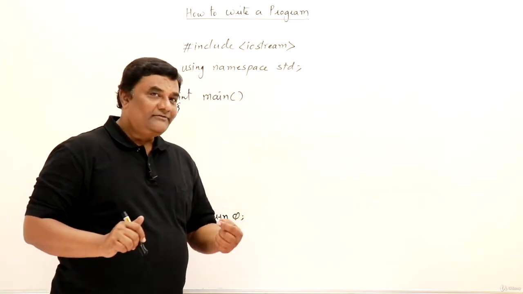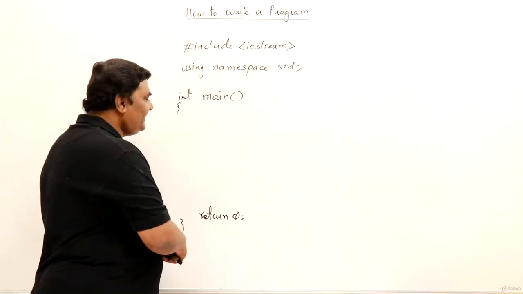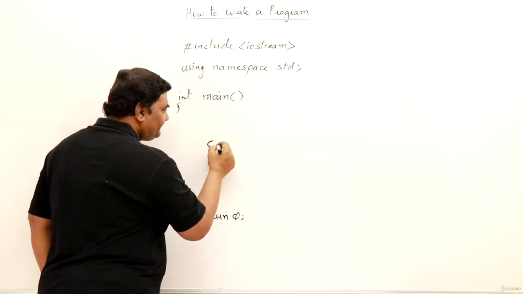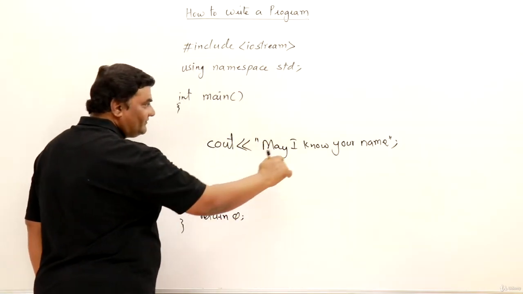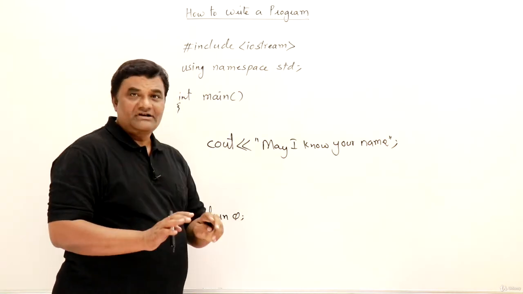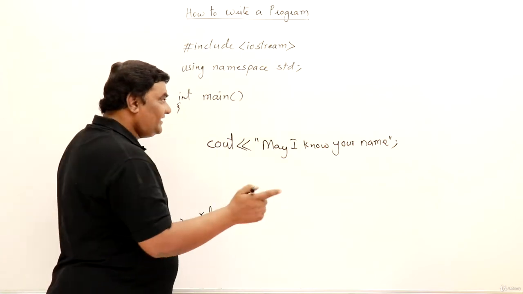So first thing, I have to give a message to you. So what is that? May I know your name? So for displaying a message on the screen, I should use cout. So cout, may I know your name? So this will appear on the screen. Now you are the user, I am the program. When you see this, you will try to write your name from the keyboard, right? So and you will hit enter. So that I should read.